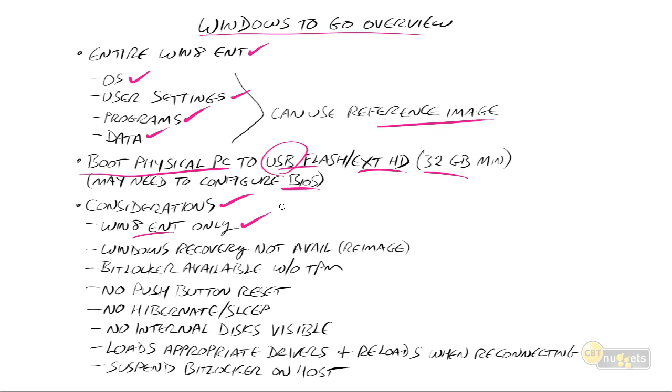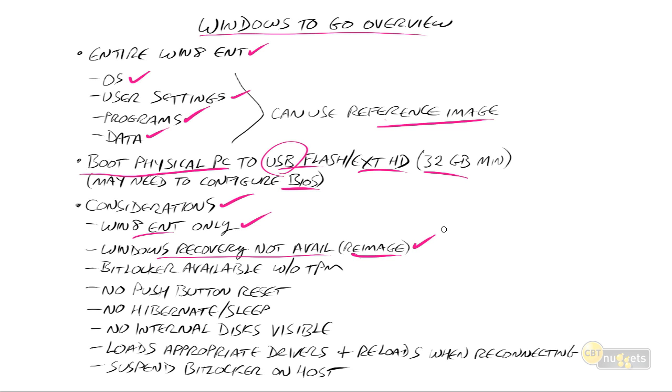You can't do it with Windows 8 Professional Edition, for example, or Home Edition. Windows Recovery is not available. We'll talk more about this as we go later on. But Windows Recovery is the ability to kind of go back in time to a previous state of Windows. It's kind of a re-imaging, if you will. And that's not really available on a Windows to Go drive.